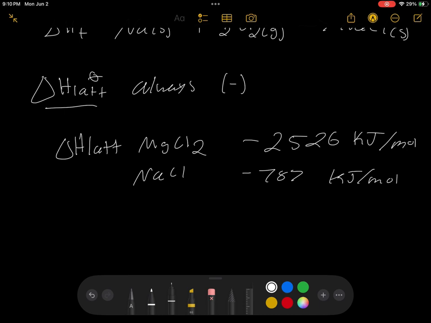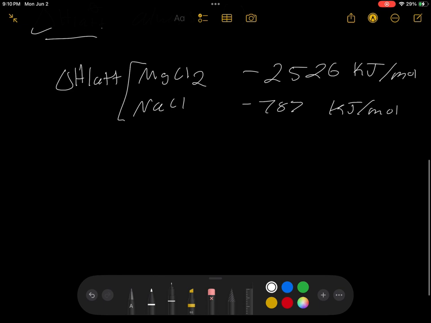So as we can see, we have a much more exothermic reaction with magnesium chloride than we do with sodium chloride, right? And the reason for this has to do essentially with electronegativity, but in a sense that we don't really know yet. It's the idea that the stronger the attraction between your two ions, the more negative, the more exothermic your reaction is going to be.